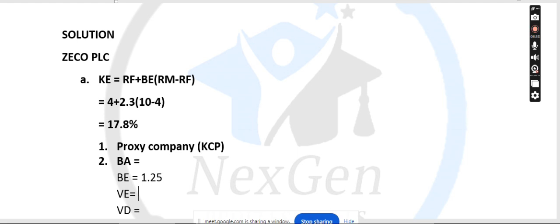Okay, now, V is the market value of equity. Don't forget that it is the total market value of equity. Now, firstly, what is the number of, let's check, what is the ordinary share in issue?